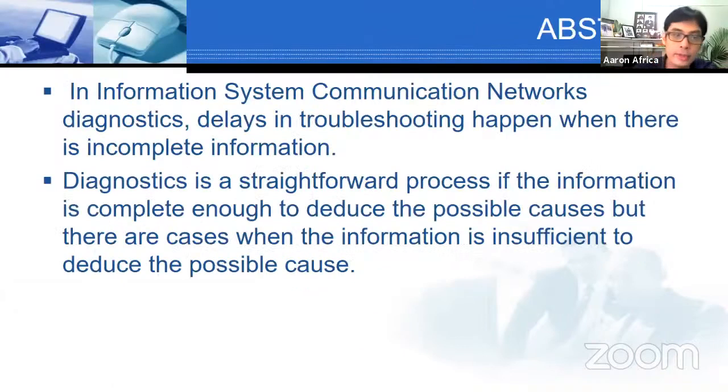First of all, as we know, in information system communication network, there are delays in troubleshooting. Basically, these delays happen when there is incomplete information. For example, you have an unknown variable. Usually diagnostics is a straightforward process. If the information is complete enough, you can already reduce the possible cause. Possible cause meaning the root of the problem.